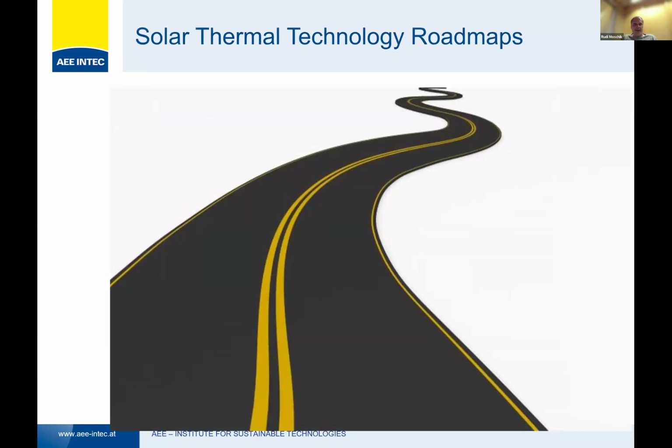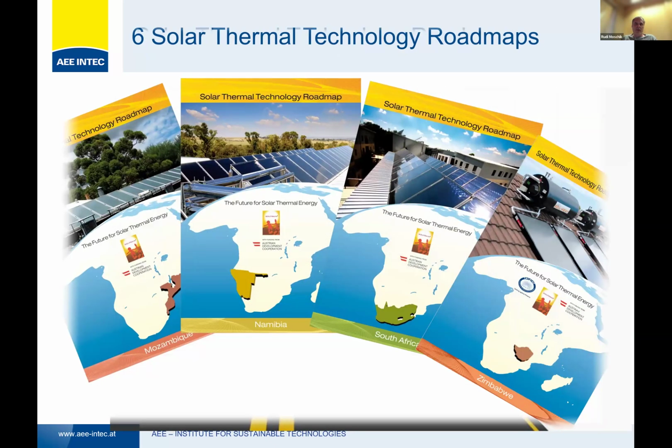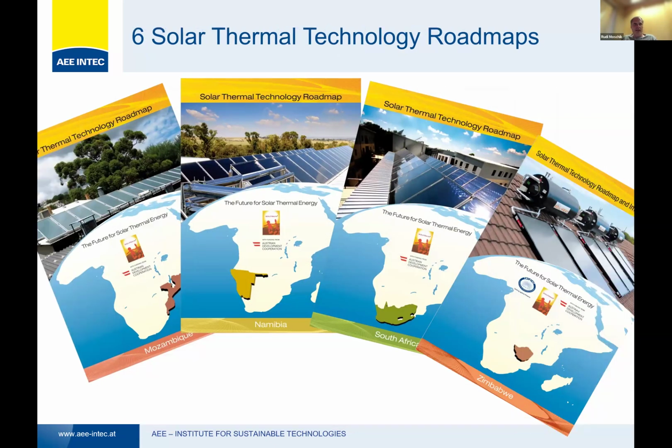One main aspect in our SolTrain project was also to give a guideline how different countries reach certain goals, and therefore we have established in many countries our solar thermal technology roadmap. They are available under our SolTrain website. In these solar thermal roadmaps, every country has set their own targets, how much square meter, how much capacity they want to install by 2030.